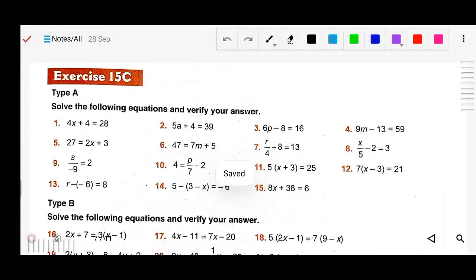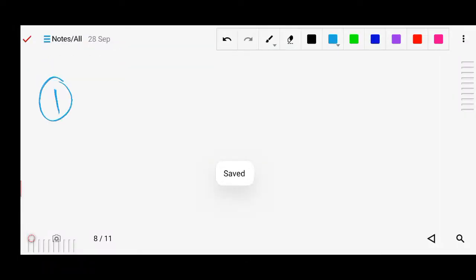Now we will solve exercise 15C. Type A: solve the following equations and verify your answer. We have to verify our answer also, to see whether it is correct or wrong. So the first question, number 1, is 4x plus 4 equals 28.